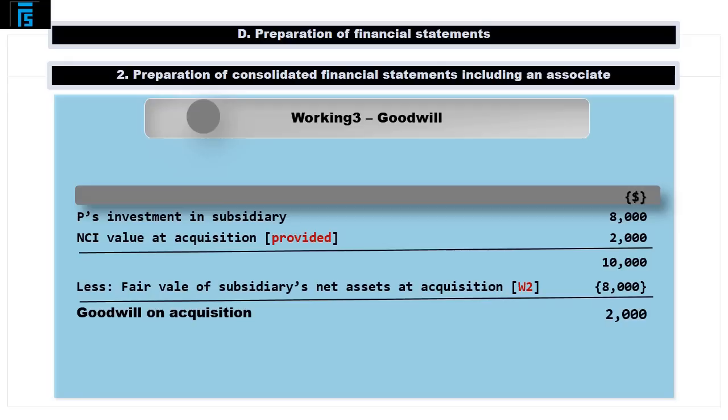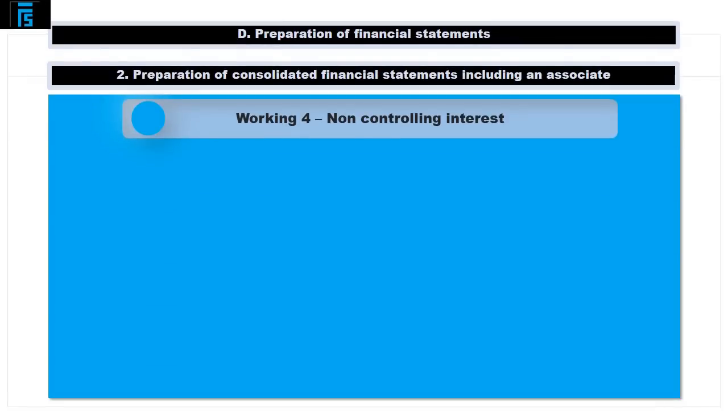The two numbers are then added, giving a total of €10,000, from which we deduct the €8,000 fair value of the subsidiary's net assets at the date of acquisition, which we take from the acquisition date column of working 2, and this yields a goodwill balance of €2,000.